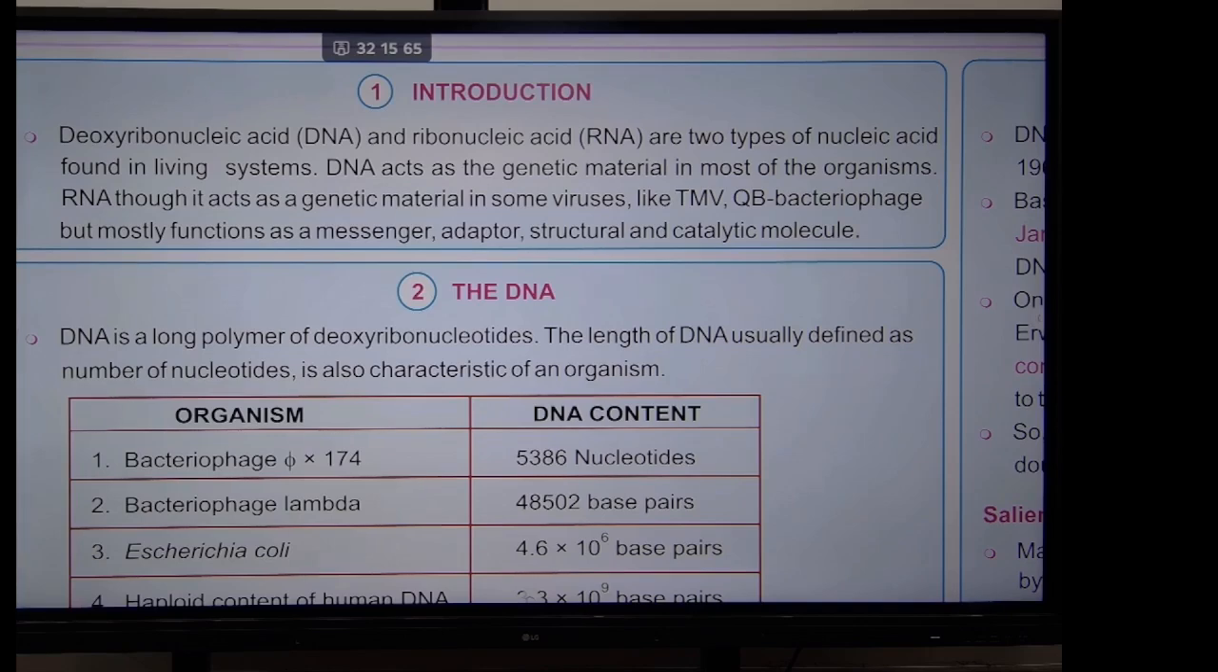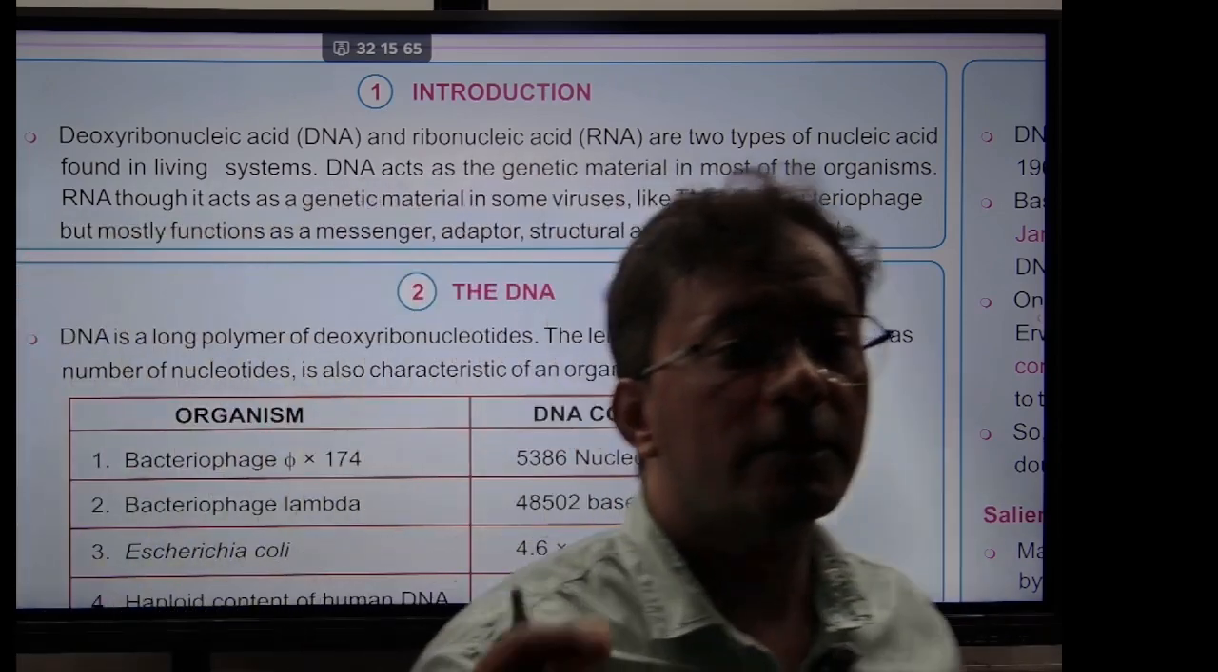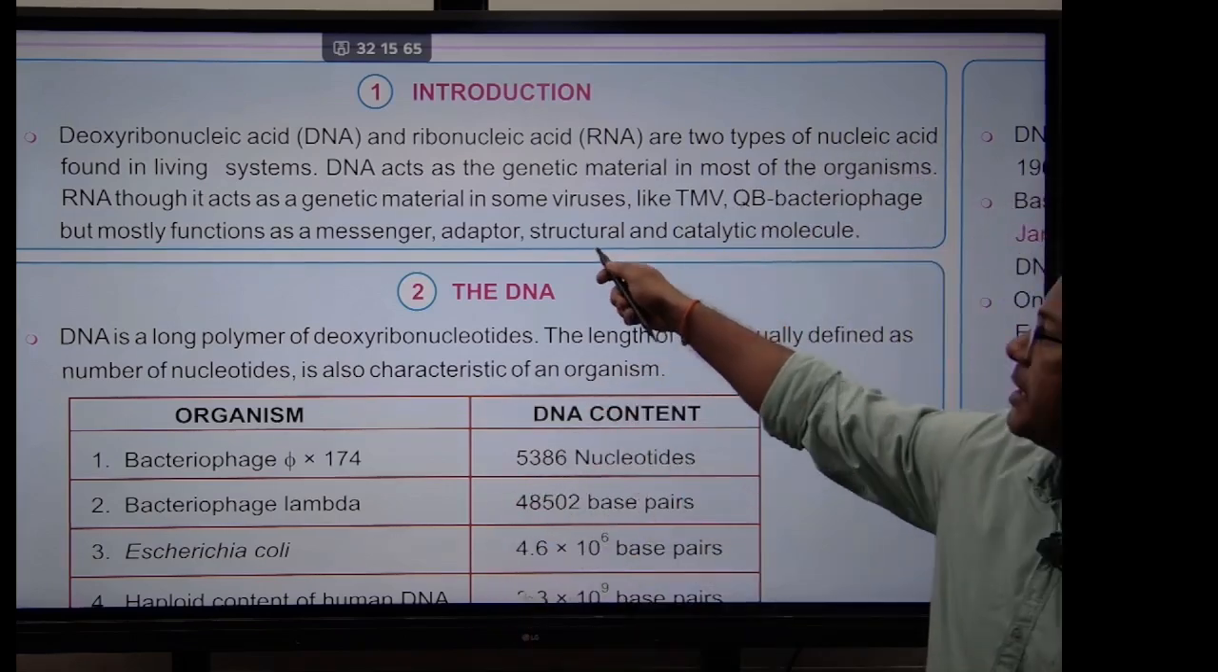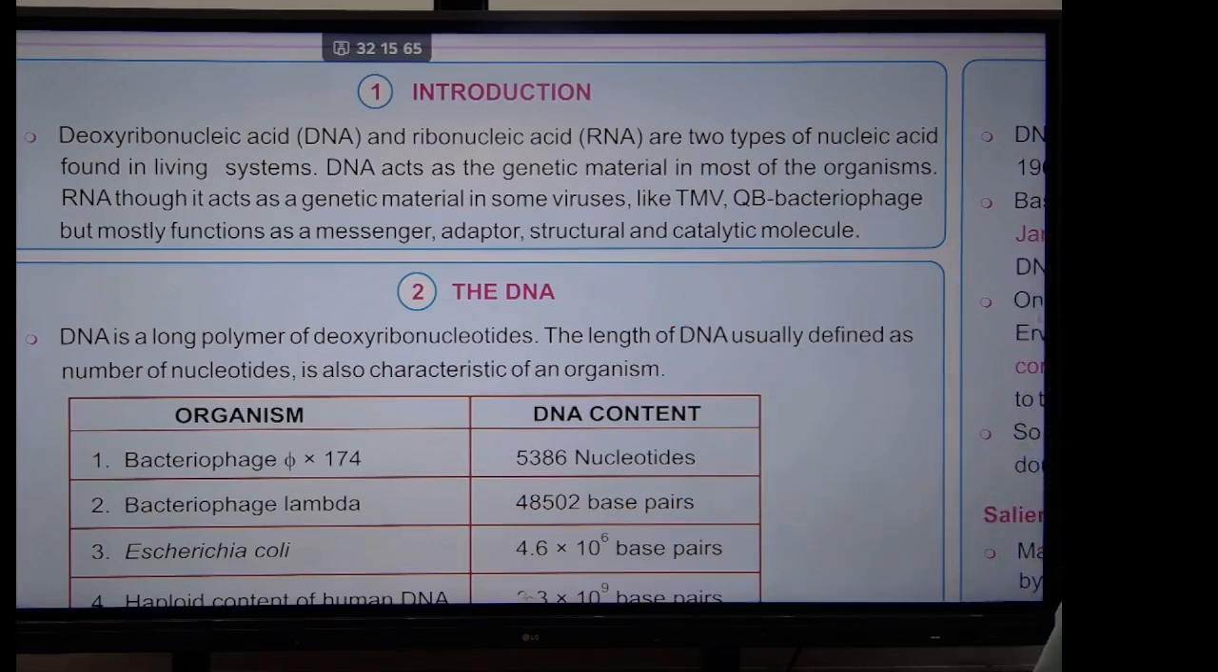What's the function? You learned this chapter very recently, right? Even you wrote the exams, not even a single word coming out of your mouths. It transfers amino acids for protein synthesis in the ribosomes. What is this one here? Structural.